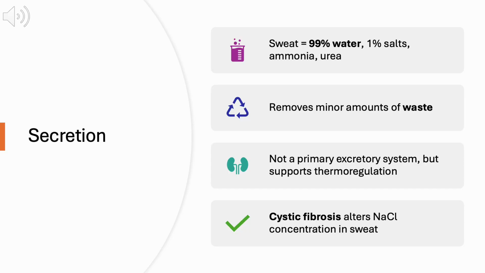Sweat glands don't just cool the body, they also secrete small amounts of waste. Sweat is mostly water but also contains salt, ammonia, and urea. Though minimal compared to the kidneys or GI tract, this function can help slightly detoxify the body during heavy sweating. Conditions like cystic fibrosis cause abnormally high sodium chloride concentrations in sweat, which can lead to electrolyte imbalances during prolonged exertion.